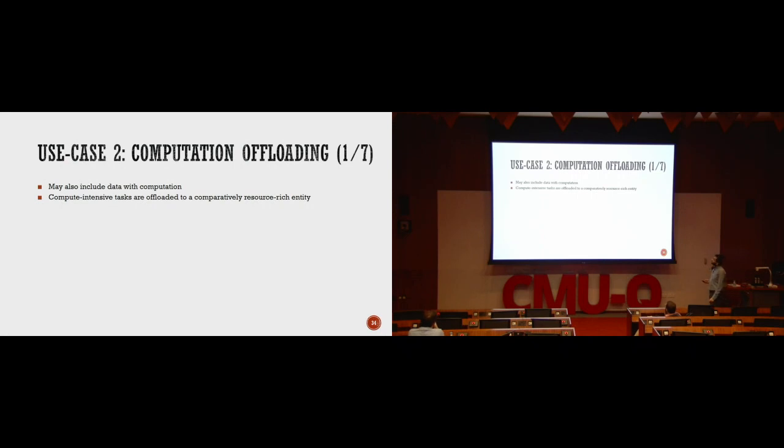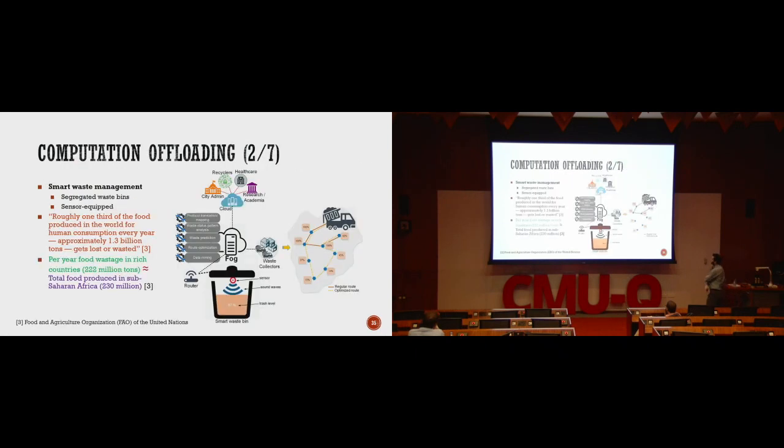So another use case is computation offloading. Let's see this example of computation offloading. Let's talk about smart waste management. Generally, the way waste is managed is that we have one waste bin, and we dump everything in that waste bin, including organic, inorganic, paper, aluminum, all that stuff. For example, in the US and Canada, we have one fixed day of the week where the waste managers would come and pick up the waste.